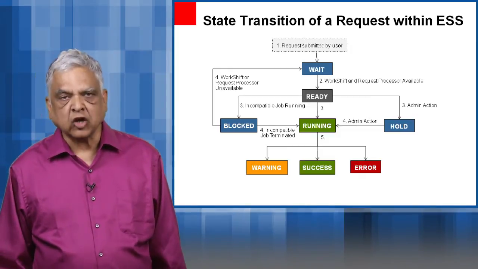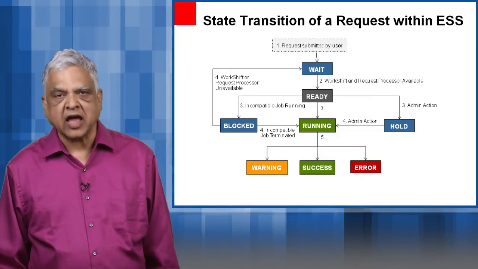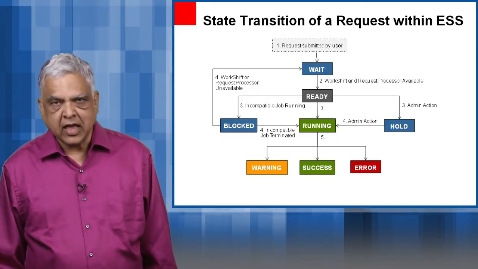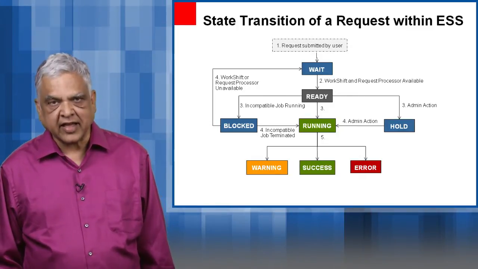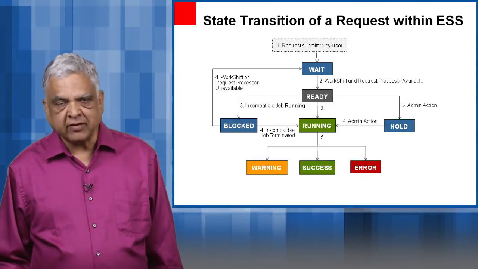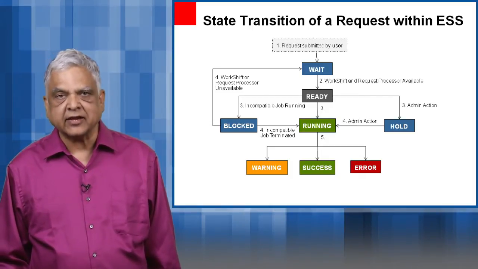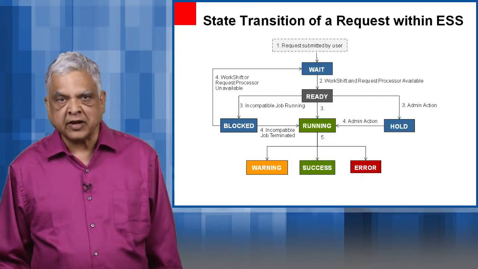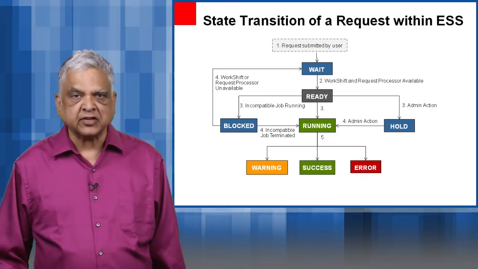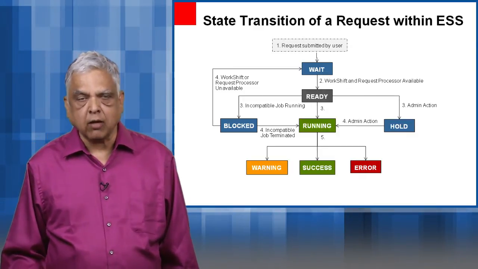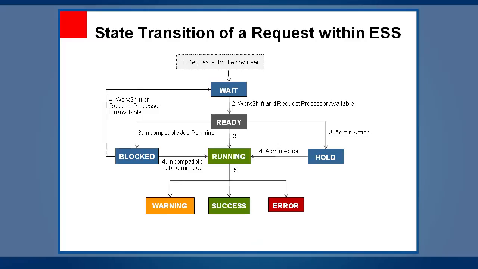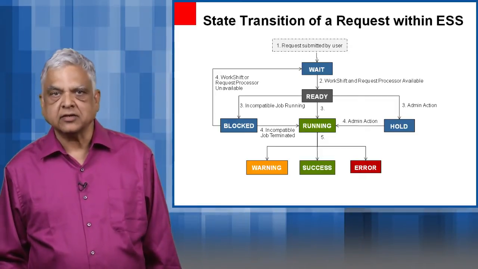As soon as you submit the job, it goes to wait state until the scheduled time arrives, at which point in time it gets to ready state. Then resources are allocated for the job, like for example threads and stuff like that. And once the resources have been successfully allocated for the job, it executes and is in running state, and it ends in a warning state, success state, or error state. And if you have an incompatible job running at the time that the job is ready to execute, it goes into a block state, and when the incompatible job completes, then it goes back to a ready state.